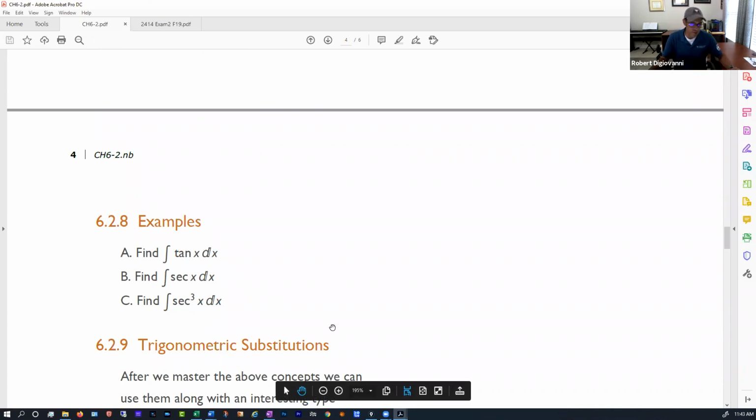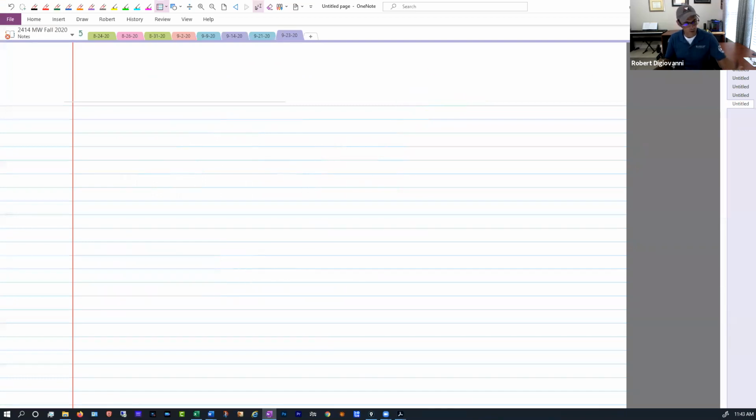And the first one is just, what's the antiderivative of tangent x? Which seems like a very simple question. The antiderivative of tangent. Now we know the derivative of tangent, right? Derivative of tangent is secant squared, but that's not the question.